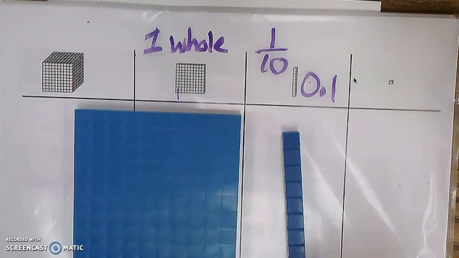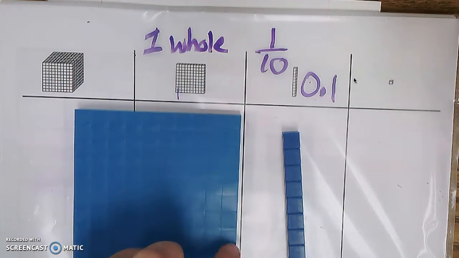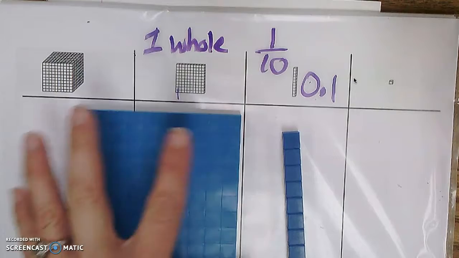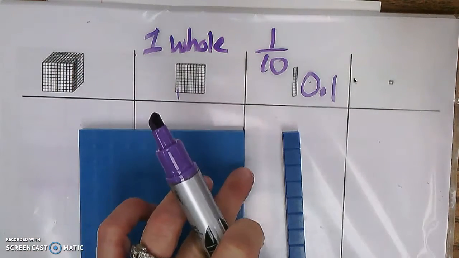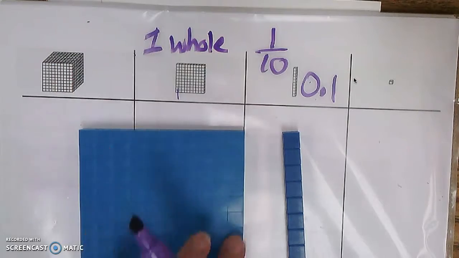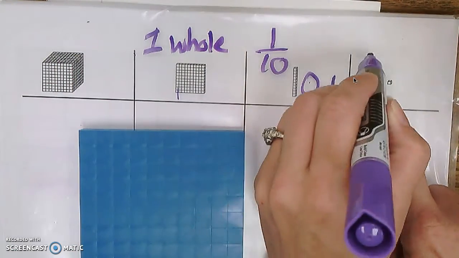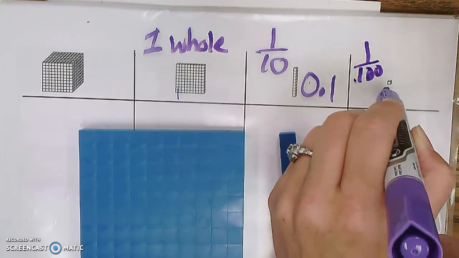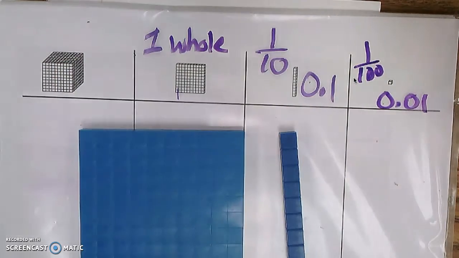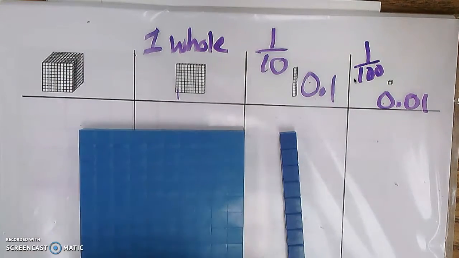And if I count each individual square, how many individual squares does it take to make this one whole? It takes 100 individual squares to make my one whole. So this block, this cube, is 1/100th, or in decimals, 0.01, because it takes 100 of these to fill in one whole.